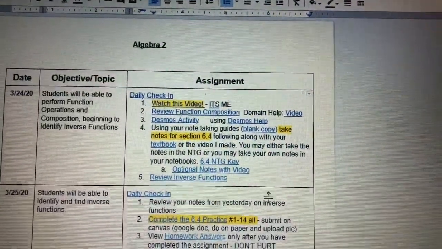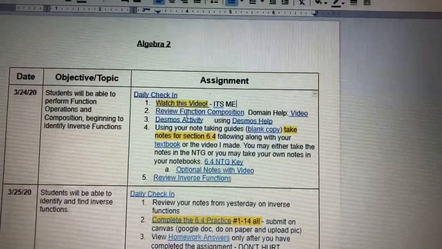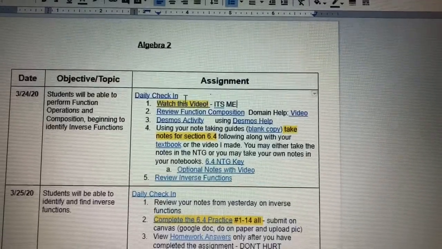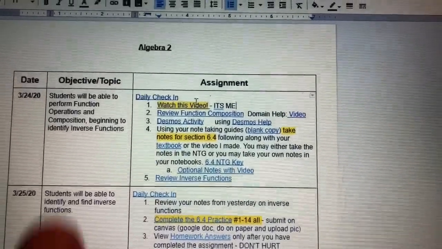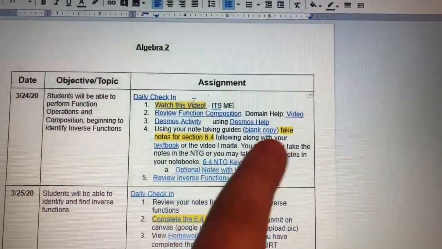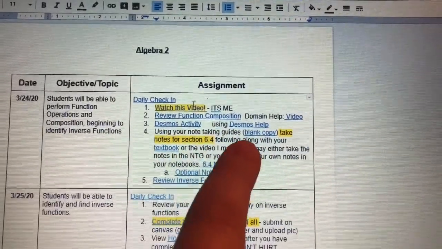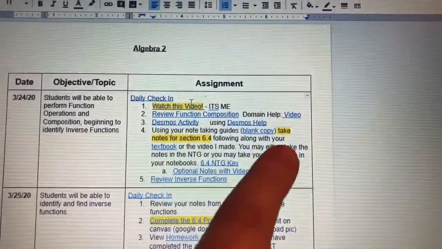Okay, so hopefully you guys went and completed the Desmos activity. If you don't know what I'm talking about, you probably want to watch this video first. After the Desmos activity, I want you guys to go ahead and take notes for section 6.4 on inverse functions.